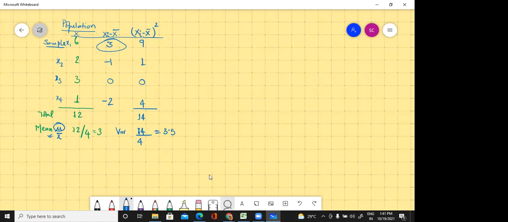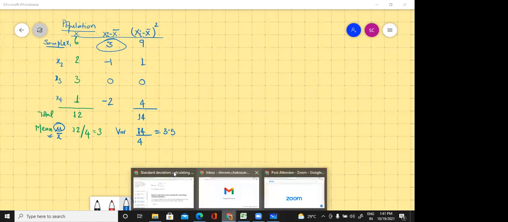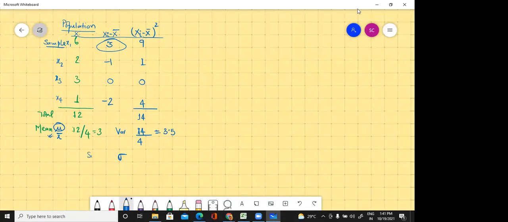Now this is not complete yet. Standard deviation is the square root of the variance, square root of 3.5. Standard deviation is denoted by a symbol called sigma. There is a process to find square roots. As such, we know it will be somewhere around 2. Square root of 4 will be 2, so it will be slightly less than 2.